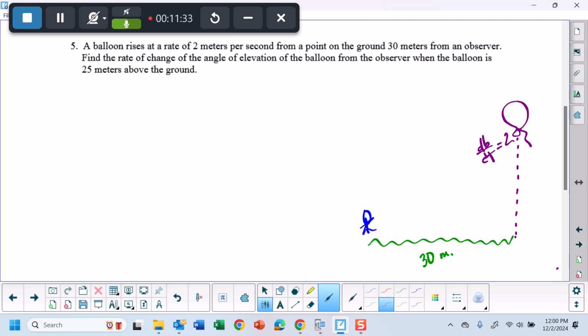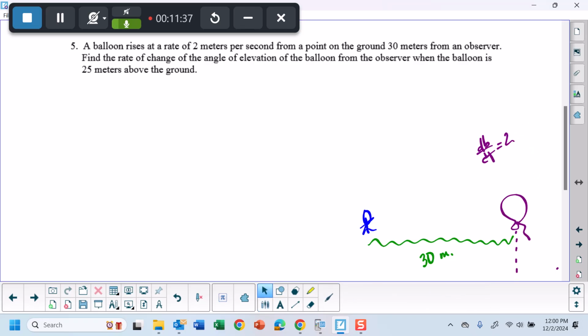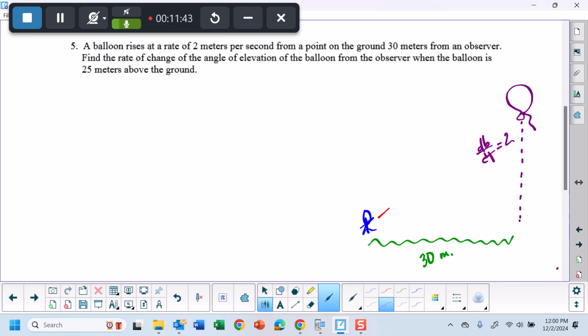So when the balloon first started off down here, he was looking at it, but as the balloon's gone up, up, up, up, up, up, his angle of elevation is changing as he's watching it, and we're going to call that our theta. And what I'm looking for is the rate of change of my angle of elevation. So that's going to be my change in my angle with respect to time.